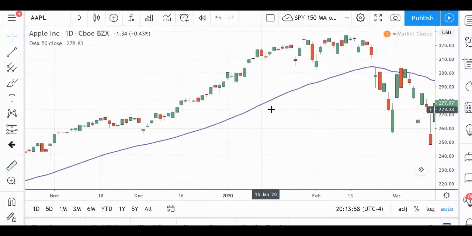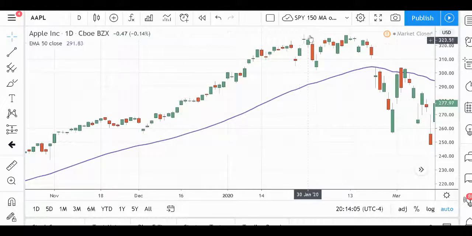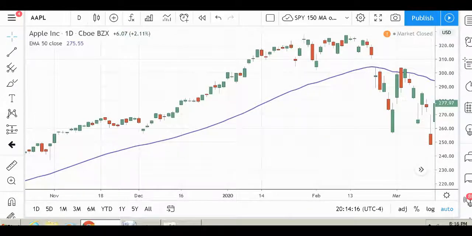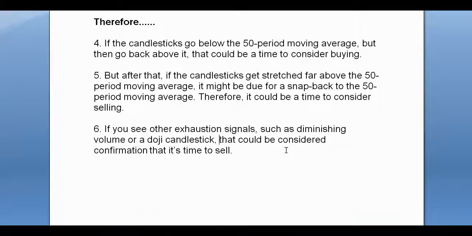You can look at the shapes of the candlesticks. Like here's a doji right here. Isn't that interesting? Look at that. I don't know if you could see it, but there's a doji candle. There's hardly any body. All right, it's like a flat body on the candle, and there's an upper and lower wick. Kind of interesting. Maybe that's a reversal signal. All right. That could be considered confirmation that maybe it's time to sell, or at least take partial profits or full profits. Okay. So those are some concepts for trading the 50-period moving average.